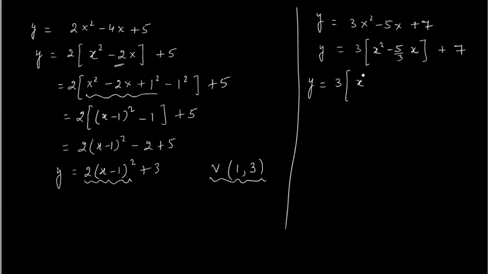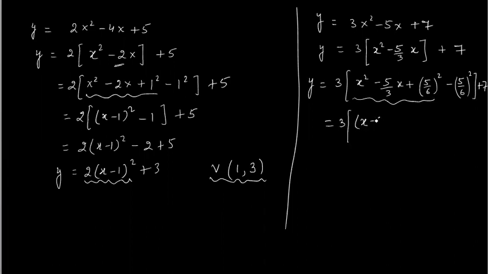Just note down the coefficient of x. Here the coefficient of x is negative 5 by 3. Half of the coefficient of x is simply negative 5 by 6. So we add (5 by 6) square and we subtract (5 by 6) whole square. And then we write plus 7. Now our first three terms become (x minus 5 by 6) whole square. So we can rewrite this as (x minus 5 over 6) whole square minus (5 by 6) whole square plus 7.